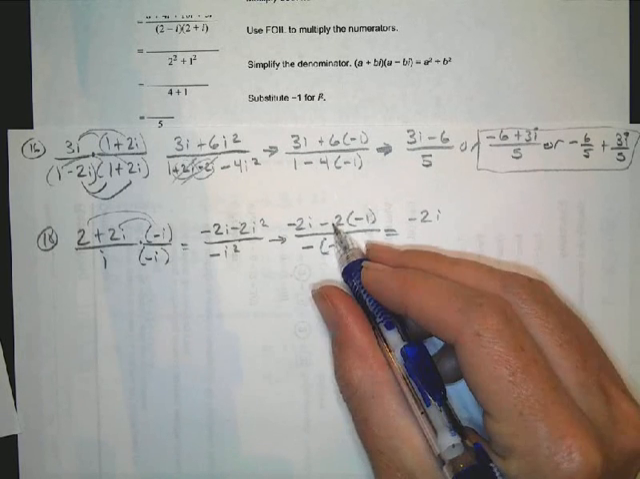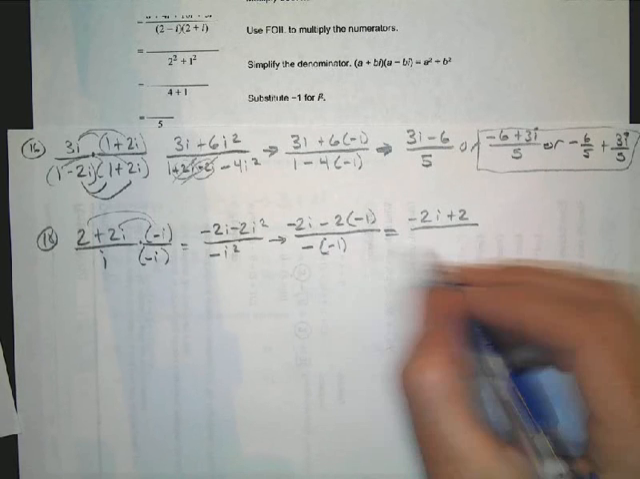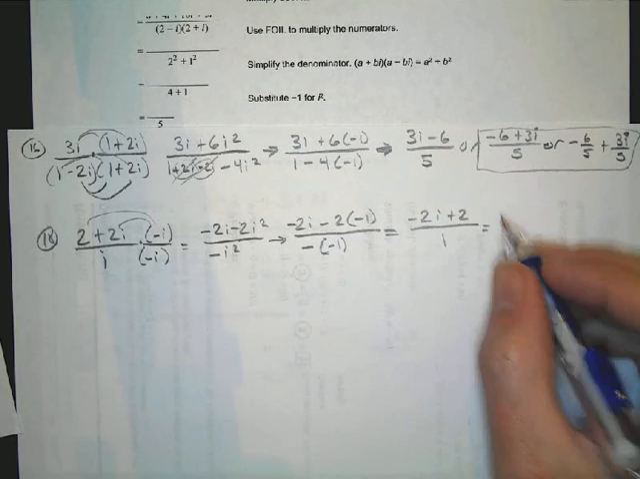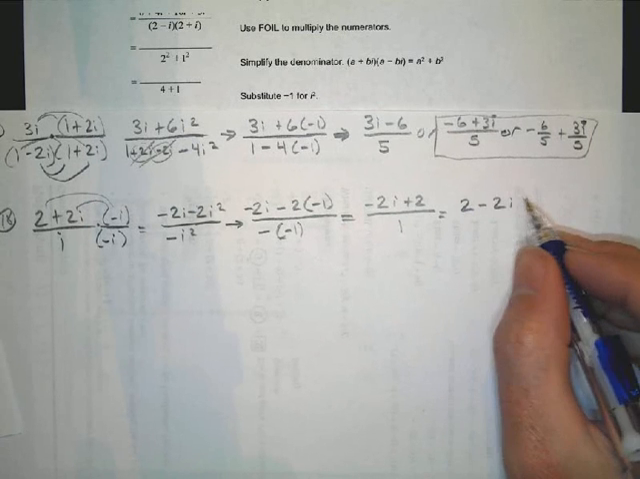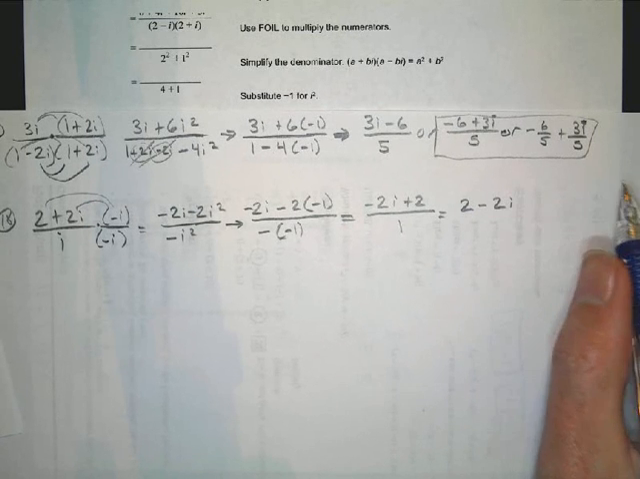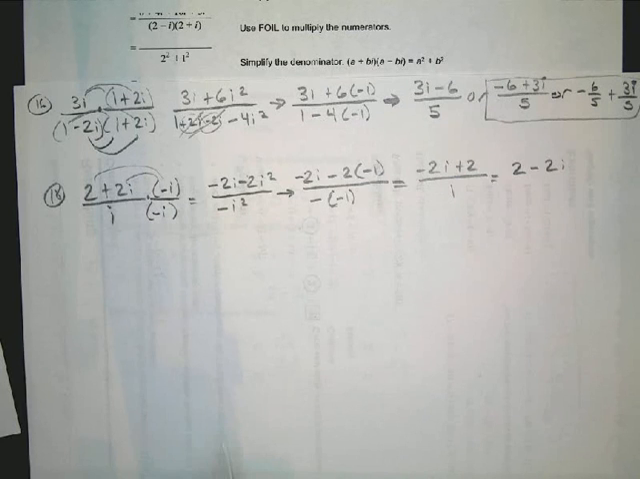So up here I am left with negative 2i, and negative 2 times a 1 is a positive 2, over, on the bottom I have just 1. Well, the proper way to write that would be 2 minus 2i to solve that one there. And that's solving it using the complex conjugate.